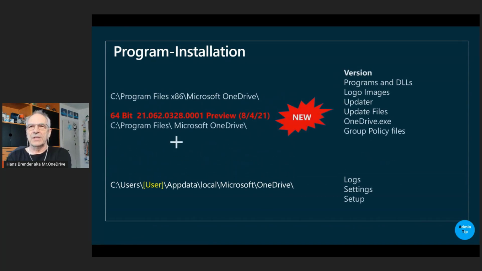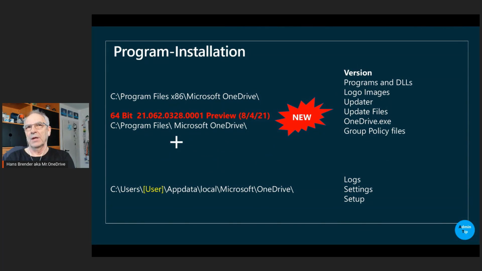But looking at it, since yesterday, we have different things. First, you have all the installation. If you have the personal version of OneDrive, then it installs in Program Files (x86)\Microsoft OneDrive. And since yesterday, we have a 64-bit version. 21.062 is the number; that's a preview version, and it is a little bit better. You can read that it's installed at C:\Program Files\Microsoft.